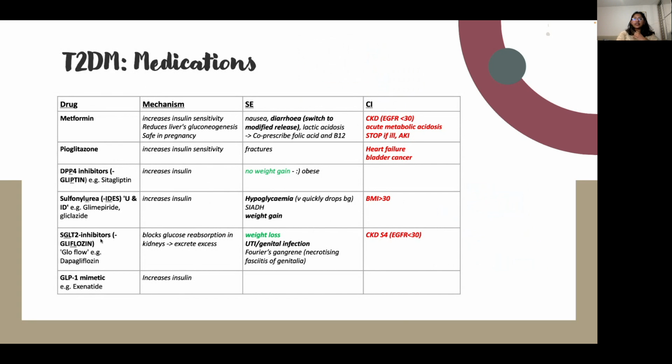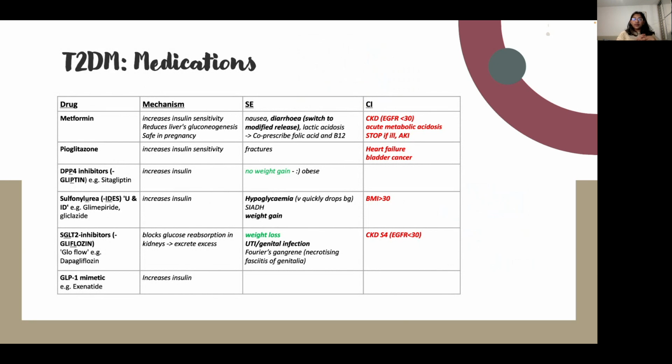SGLT2 inhibitors, so these end in gliflozin, so I used to remember it as GlowFlow, and essentially it's helpful to remember that because of how it works. So essentially it stops your kidneys holding on to glucose and lets it actually excrete it. So you're actually getting rid of more than you normally do.